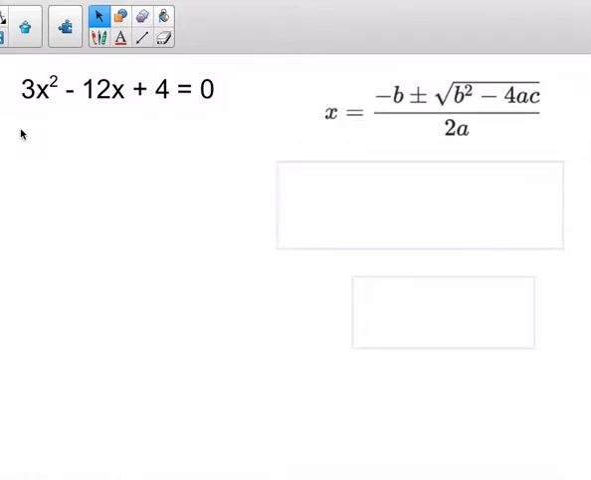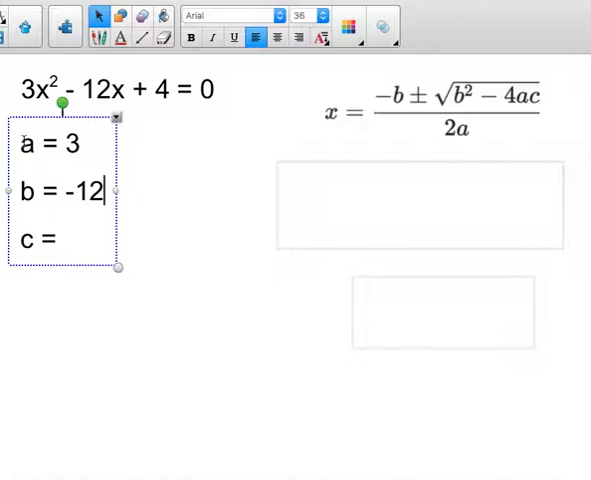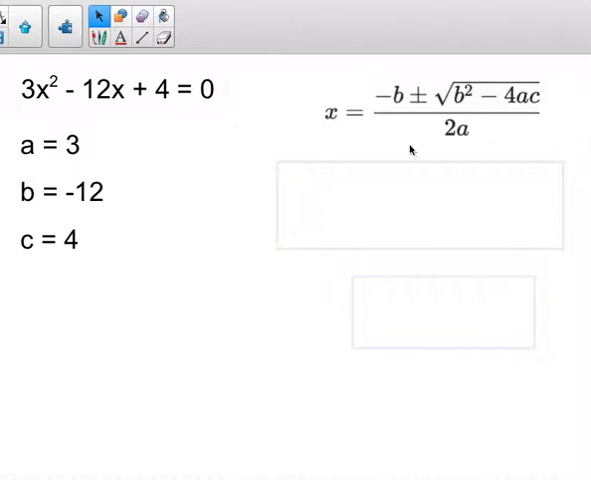So what we're going to do is pull out those a, b, and c values that we've been pulling out of our quadratic equations in standard form all along, and this one's already in standard form for us, so we can just say a is 3, b is negative 12, and c is 4. So I'm going to plug that into the quadratic formula. x equals negative b, b is negative 12, so negative negative 12 is positive 12, plus or minus the square root of negative 12 squared minus 4 times 3 times 4, all over 2 times 3.